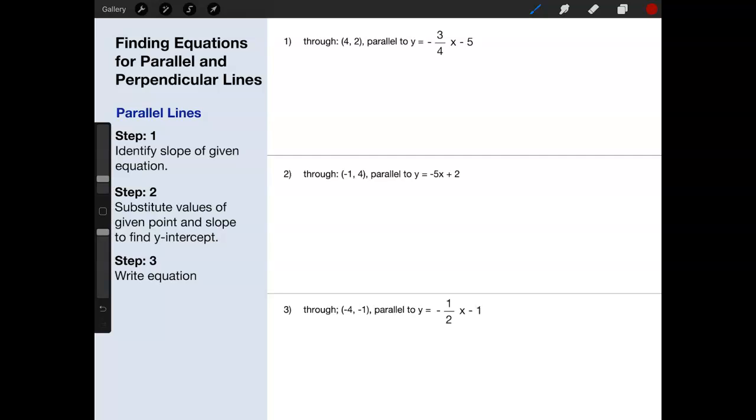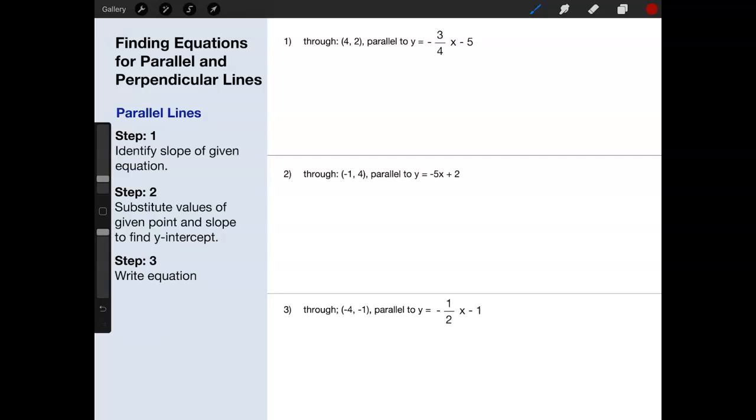I'm here to show you how to find equations for parallel and perpendicular lines when given a point and an equation. The steps for finding parallel and perpendicular lines are similar. Step 1 is to identify the slope of the given equation. Step 2 is to substitute the values of the given point and slope to find a new y-intercept. Step 3 is to write the equation. First, we're going to do parallel lines.